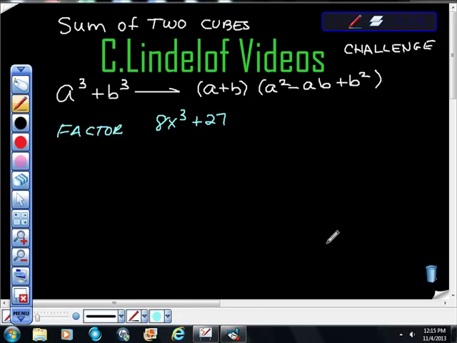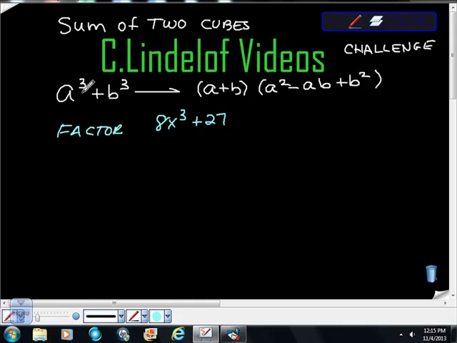So let's look at this pattern that we have here. We have this pattern a cubed plus b cubed, which can be simplified, or more completely factored, as the quantity a plus b times the quantity a squared minus ab plus b squared. You have to write that down and you have to memorize that. So that's a place to start.